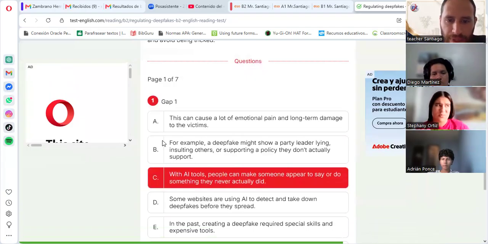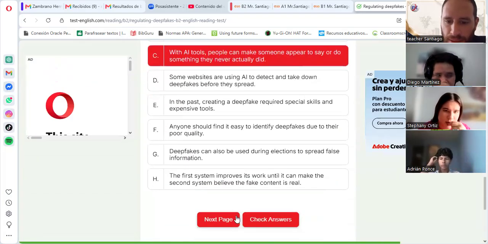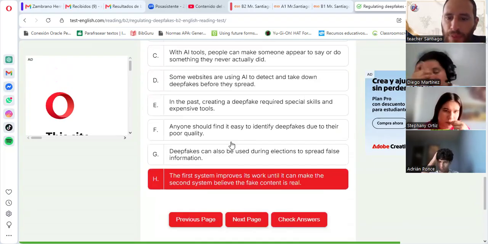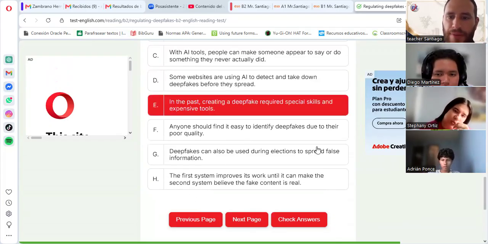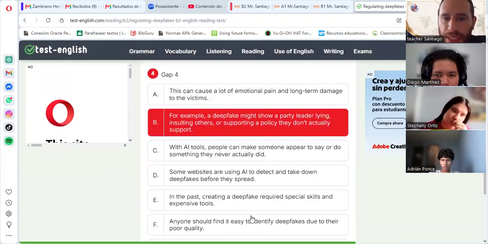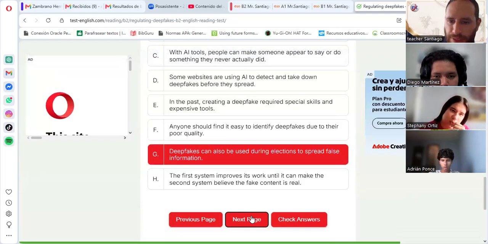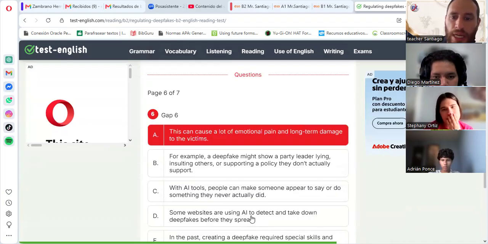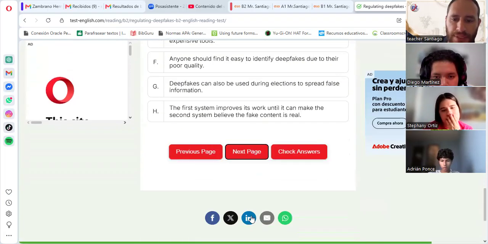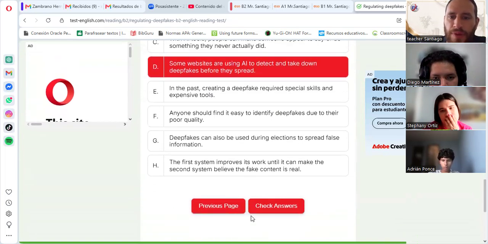So the first one: with AI tools, people can make someone appear to say or do something they never actually did. Number two: the first system improves, until it can make the second system believe the fake content is real. In the past, creating a deepfake required special skills and expensive tools. For example, a deepfake might show a politician insulting others or supporting a policy they don't actually support. Deepfakes can also be used during elections to spread false information. This can cause a lot of emotional pain and long-term damage to the victims. And finally, some websites are using AI to detect and take down deepfakes before they spread.